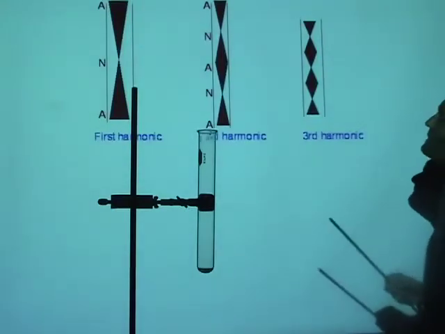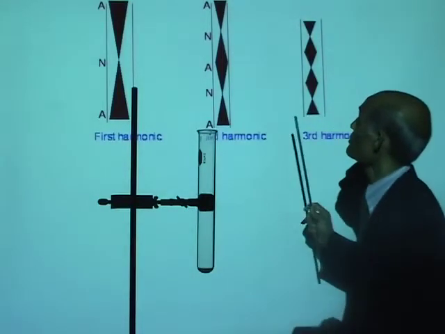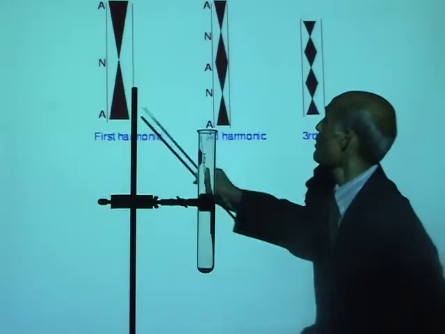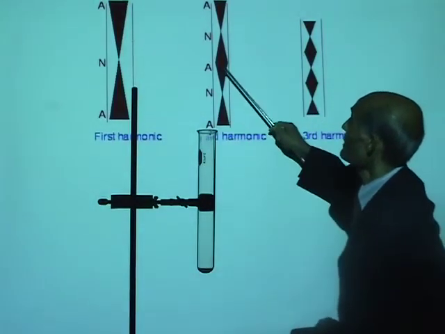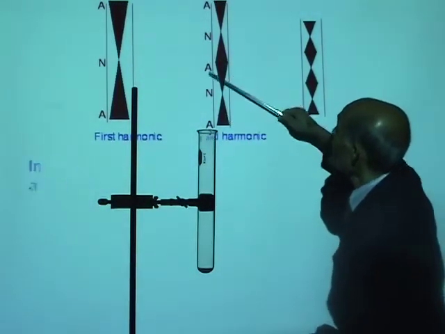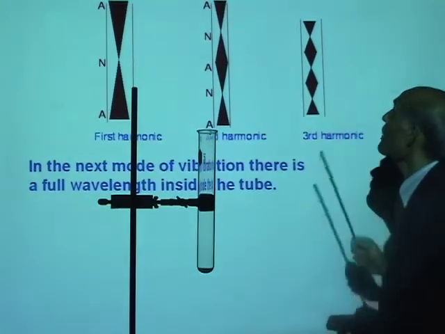Alright, let's look at the next couple of modes. You can see that's the first harmonic, that's the second harmonic. Now in the second harmonic you have a full wave in there.